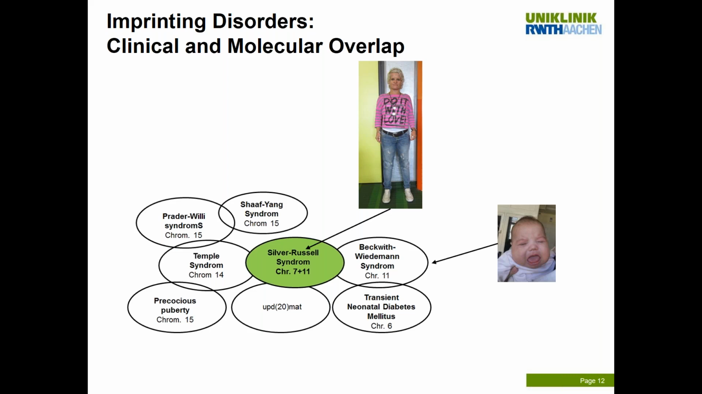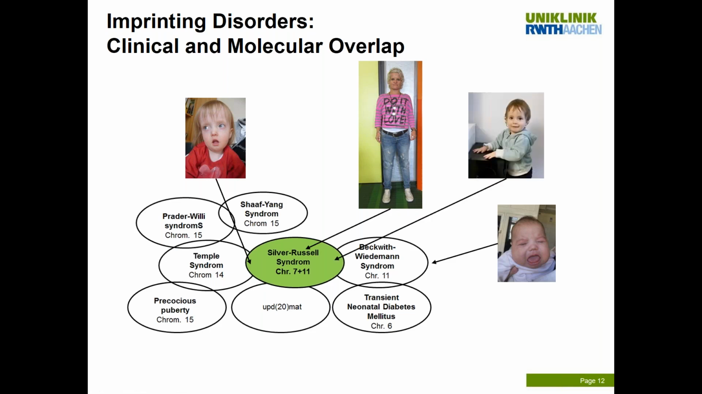But this is a typical Silver-Russell patient, and then we have here a patient with Beckwith-Wiedemann syndrome also exhibiting the typical signs of Beckwith-Wiedemann, but here another patient who was diagnosed as Silver-Russell syndrome. It turns out that she had Temple syndrome, molecular Temple syndrome, a chromosome 14 alteration.